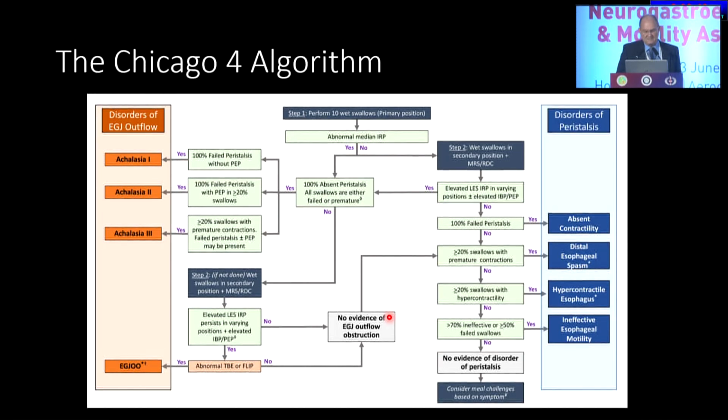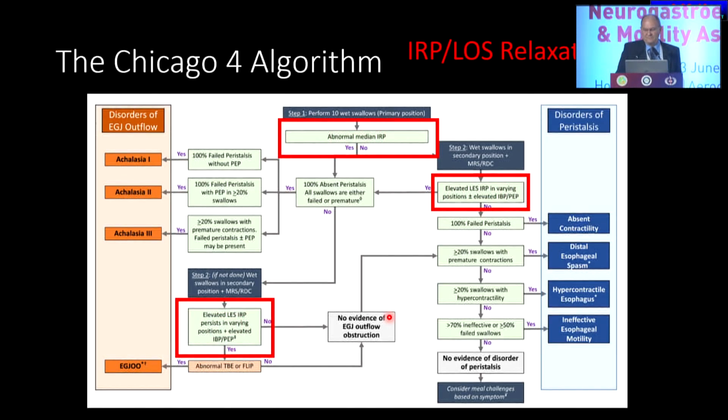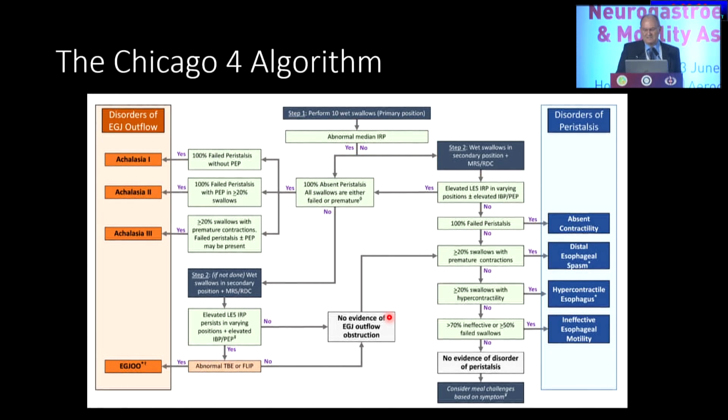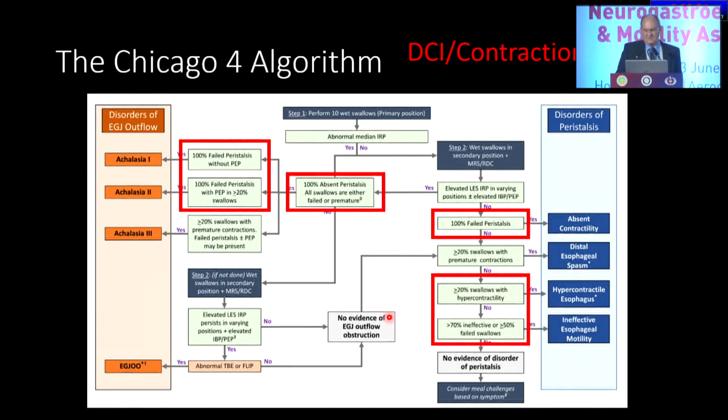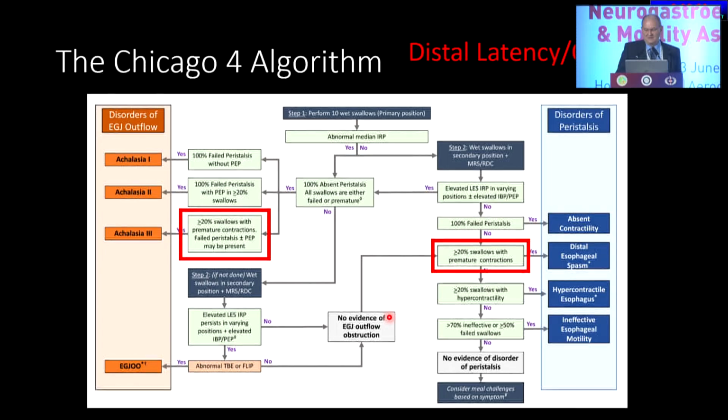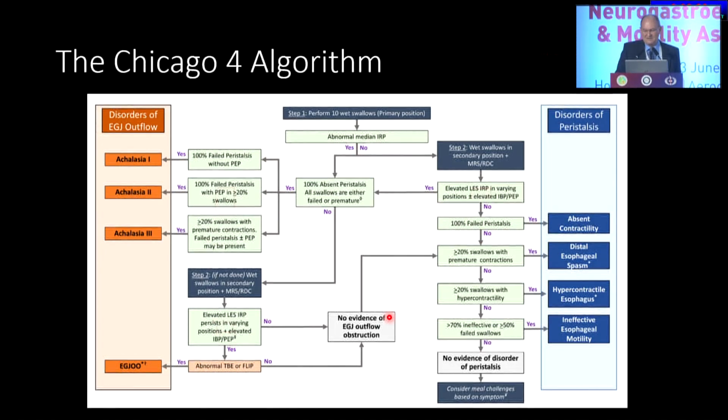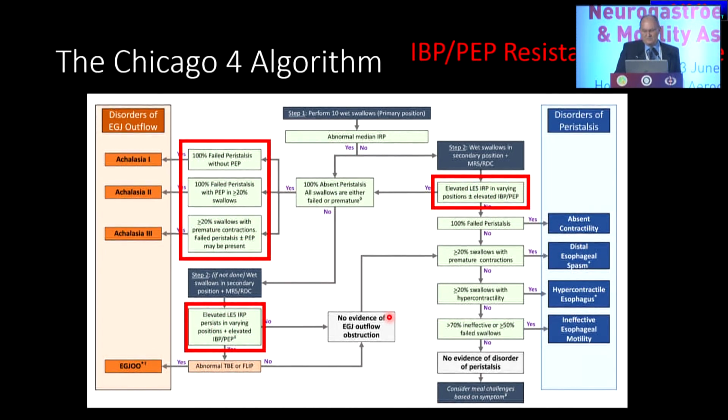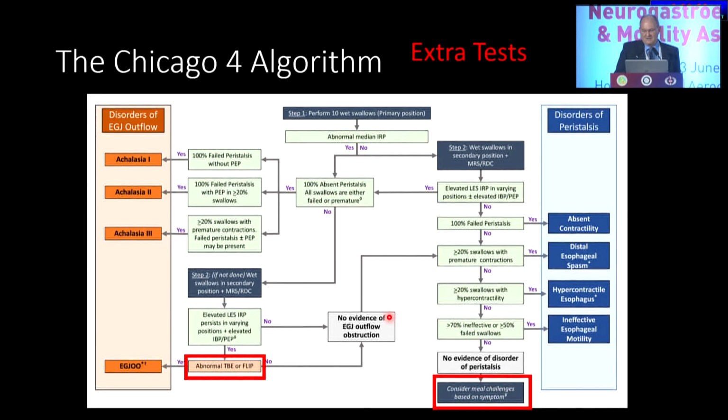the meal tests. So then the question is, where do all of our metrics fit in? You can see here where the IRP and LOS relaxation metrics fit in, where the DCI metrics fit in, where the distal latency fits in, where the intrabolus pressure fits in, and where the extra tests fit in. What I'm showing you there is just that these metrics are used in many places within the algorithm.